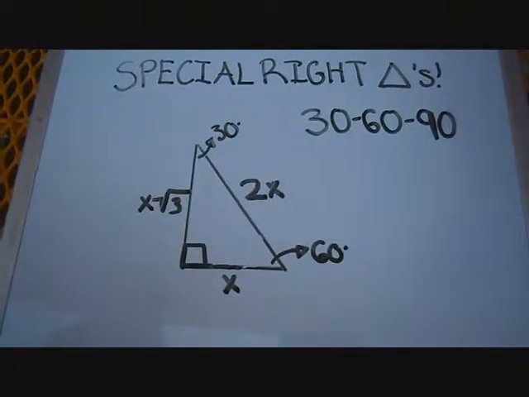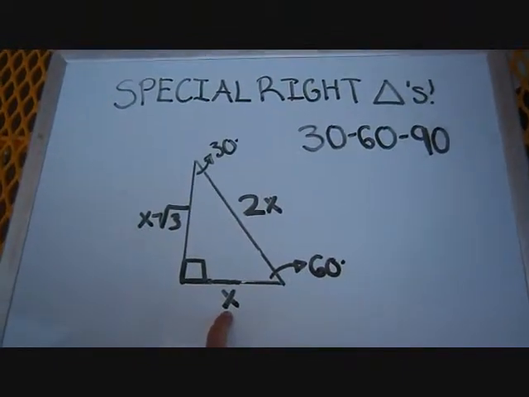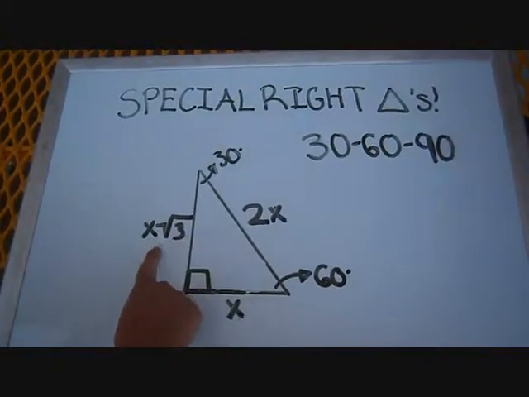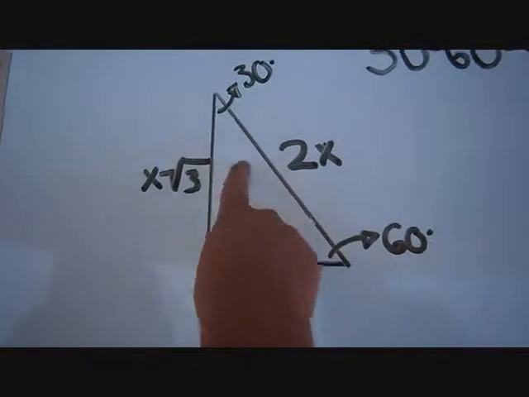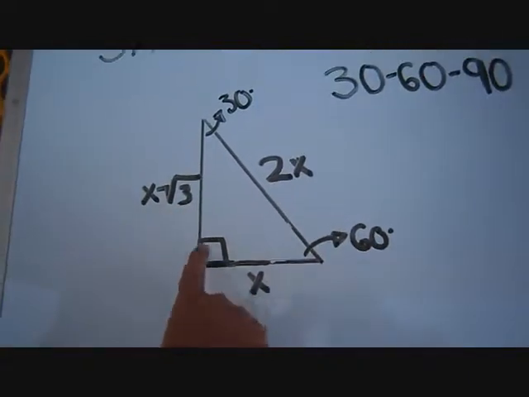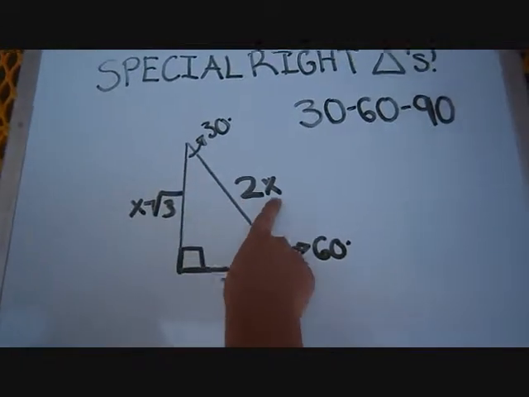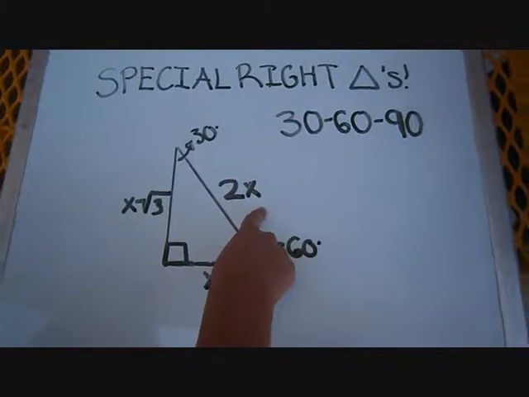Here are two hints to solve a 30, 60, 90 triangle. The side across from the 30 degrees is equal to x. The side across from the 60 degrees is equal to x radical 3. So whatever was across from the 30, you just multiply by radical 3. Across from the 90, aka the hypotenuse, is 2 times what the side across from the 30 was. So it would be 2x.